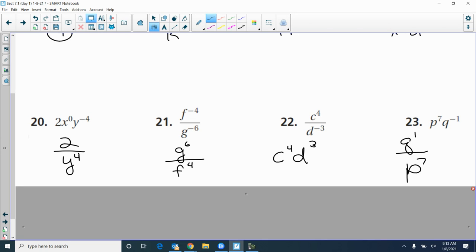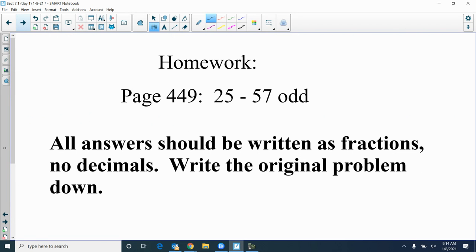Would it be flipped? Yeah, I'm trying to get inside that big brain of yours. P to the 7th, this would be both over 1. That's a positive, so it has to stay up there. You're right, it would be flipped. What made you, I don't know if you can explain. So keep that positive, flip the other one. Okay, all right, so this is a tough one the first time through.